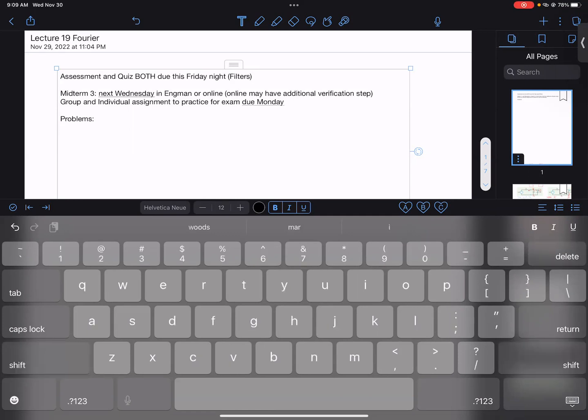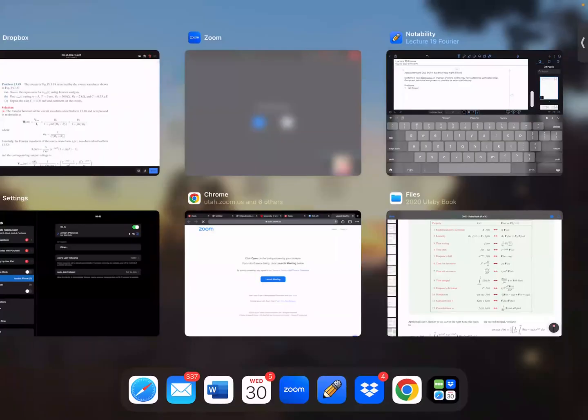Let's see, okay, so AC power. I'm gonna copy it from this, let's see.